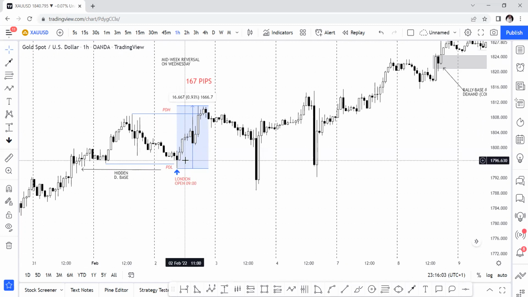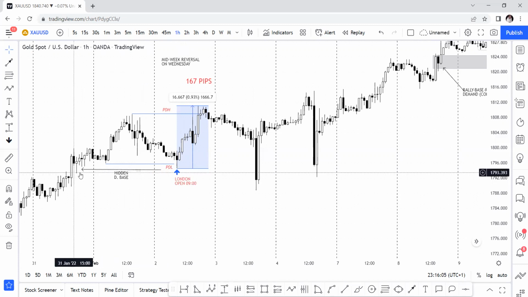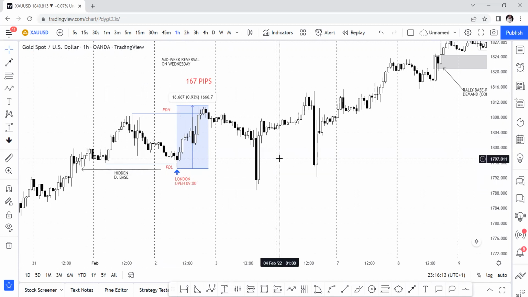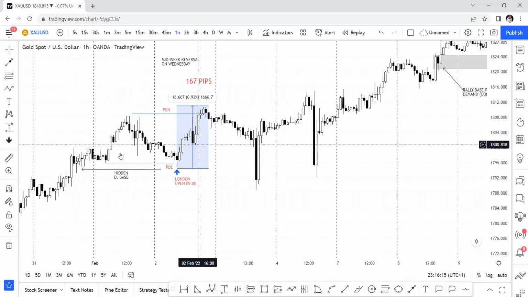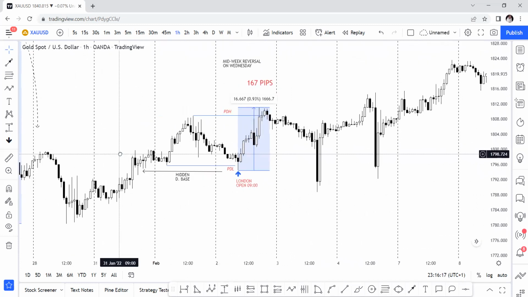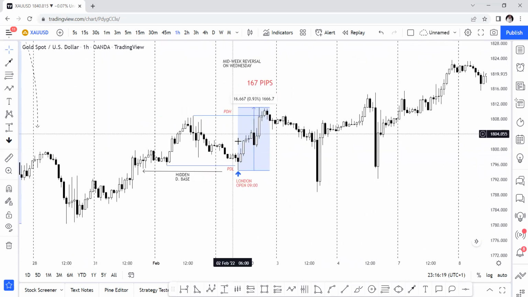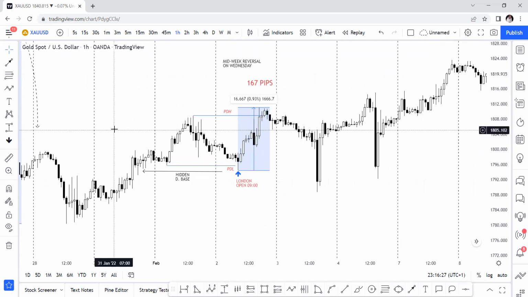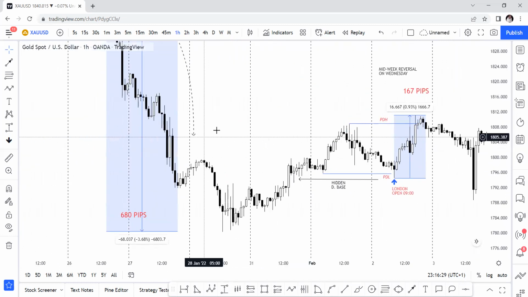The price falls back into this hidden supply base, demand base. This is a hidden base here, and this one. So it's a strong demand base because it has a BMS there already, right? Yeah, it has a BMS here. Now price falls back into it, right? Then you have almost about 167 pips there from that rally.